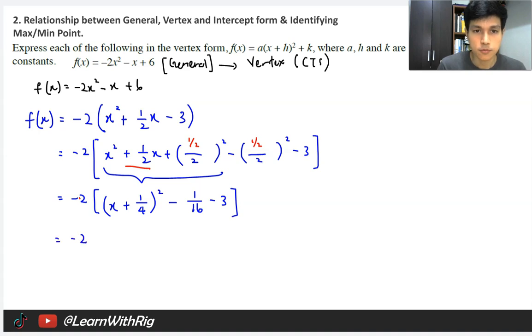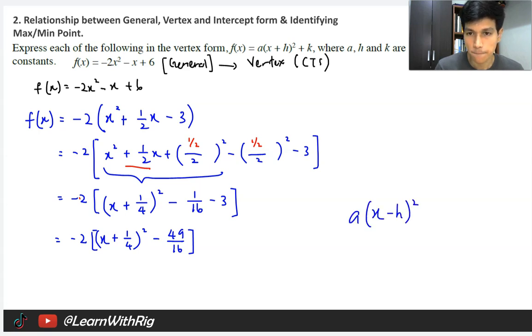So you get negative 2 (x plus 1 over 4) squared, and then here you should get negative 49 over 16. Now, is this how you're going to leave your answer? No, you cannot leave it like this, because like I said, when you do vertex form, the equation should look like this. It should look like this, but in this case it's not. Why? Because you still have a negative 2 here.